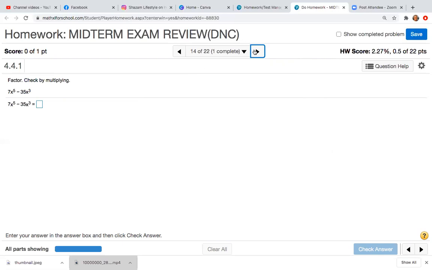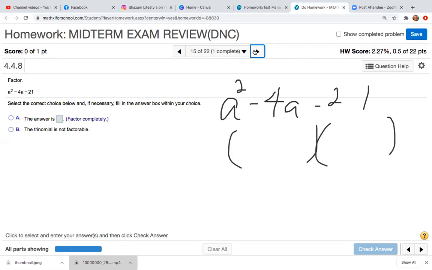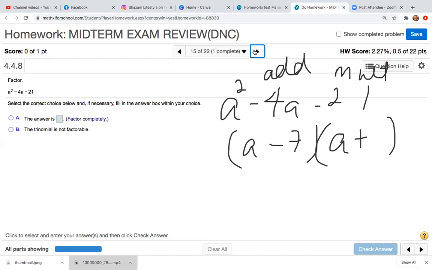All right, guys, next. Oh, wait a minute. This one is easy. Why did I give you guys this one too? Oh, whatever. But anyways, let's do it, guys. Quick factoring problem, easy factoring problem. What two numbers multiply to give you a negative 21, and when you add them together, you get negative 4? That would be negative 7 and positive 3, and that's it.